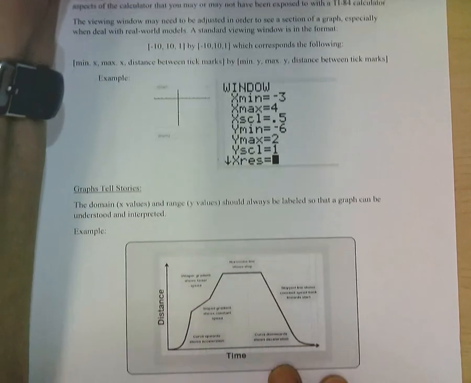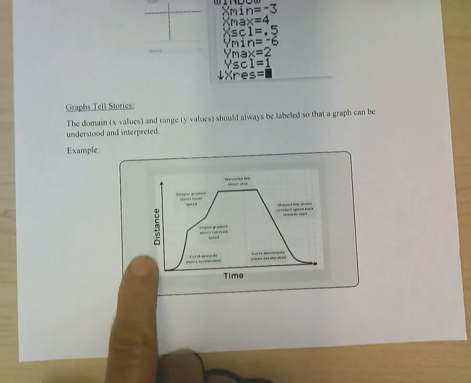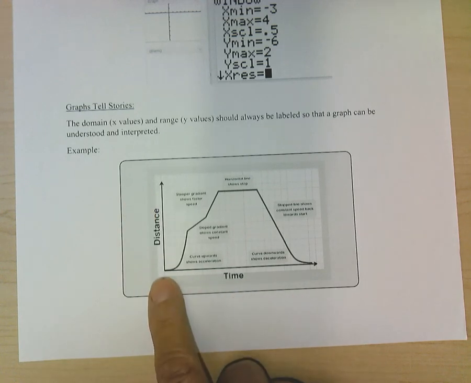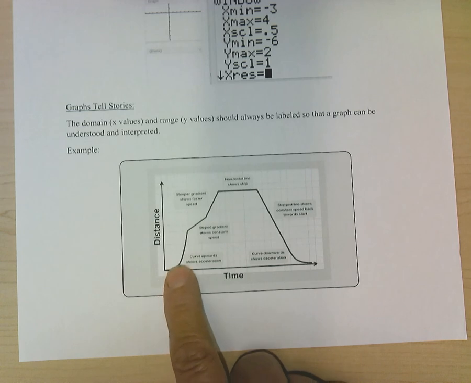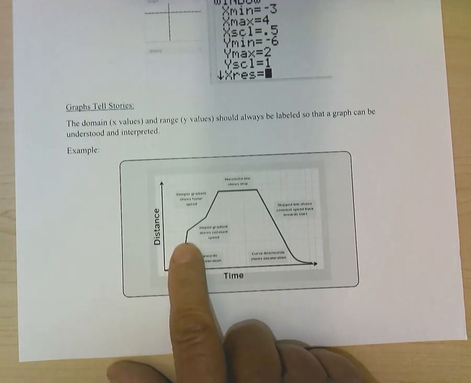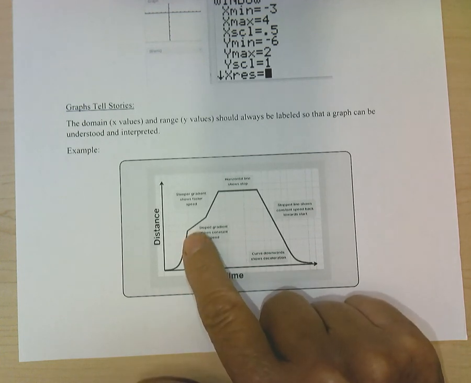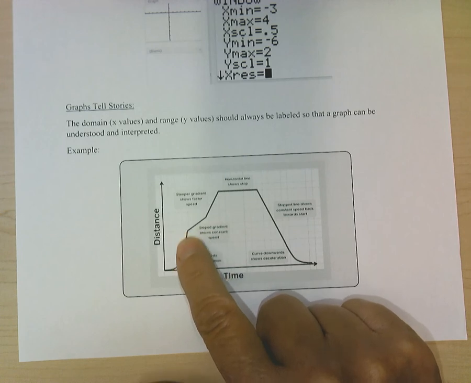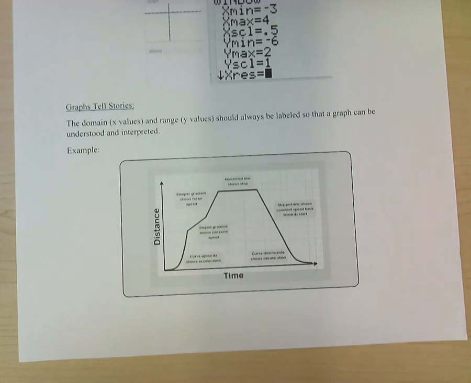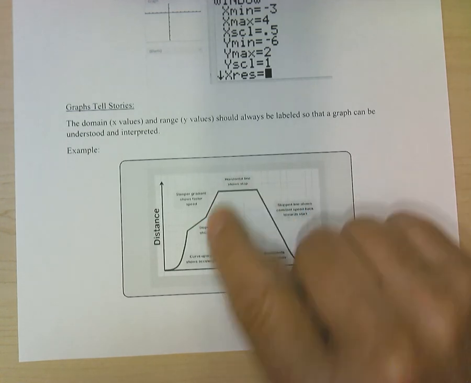So here's an image of a graph. And the domain is time, and the distance is dependent on how much time was spent. So you can see the curve, it's showing acceleration. That means they start moving quickly in a short amount of time. Then it's a constant speed, saying that the distance is changing with respect to time at a constant rate. This is still a constant rate, but they're moving a little bit faster.